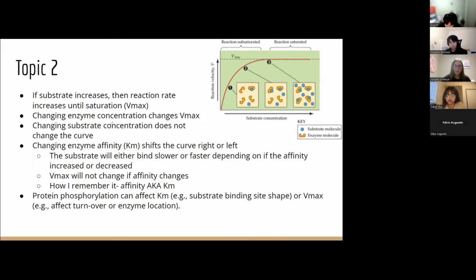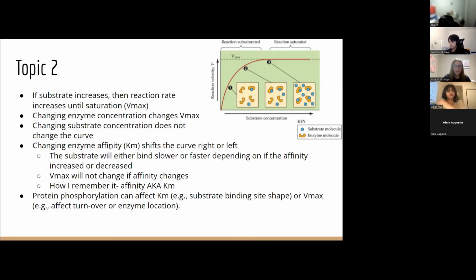Substrate concentration does not change the curve, which is basically what I talked about before. If you increase substrate concentration, you're not going to change this curve, because that's what this curve shows: substrate concentration versus reaction rate. So if we increase substrate concentration, that's not going to move this curve either way.